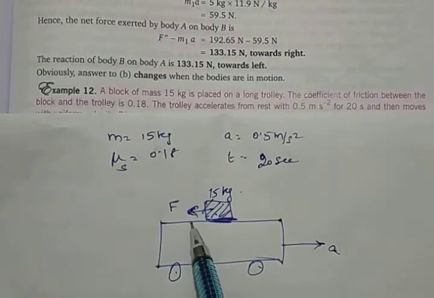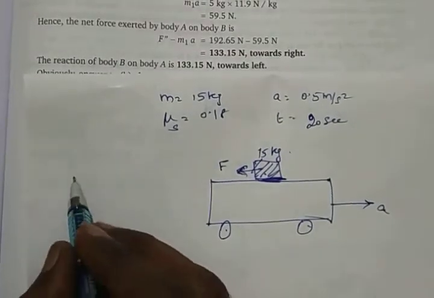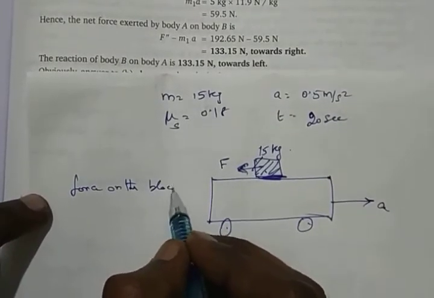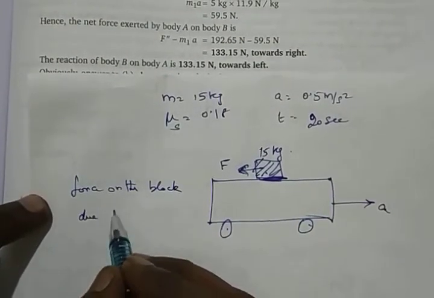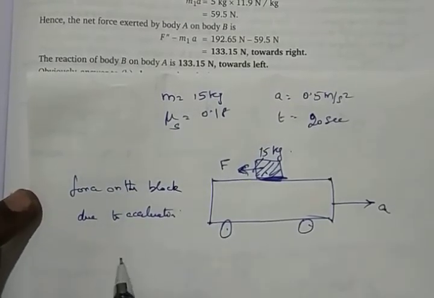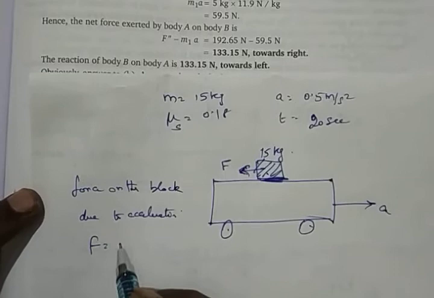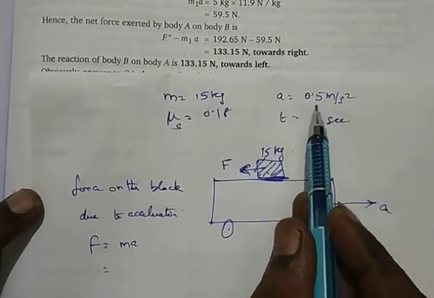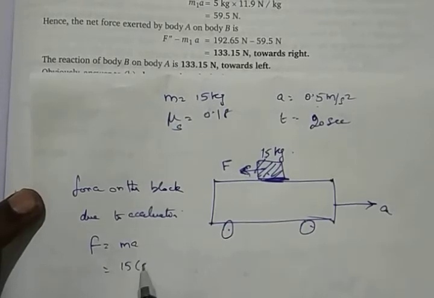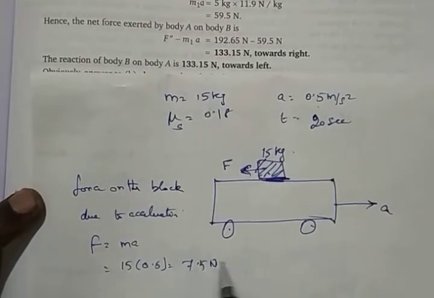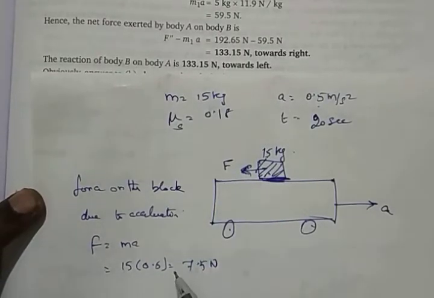So the backward force on the block due to acceleration, what is that? Capital F is equal to m into a. So that's equal to 15 into a, 15 into 0.5, 7.5 newtons. So 7.5 newtons acts here.